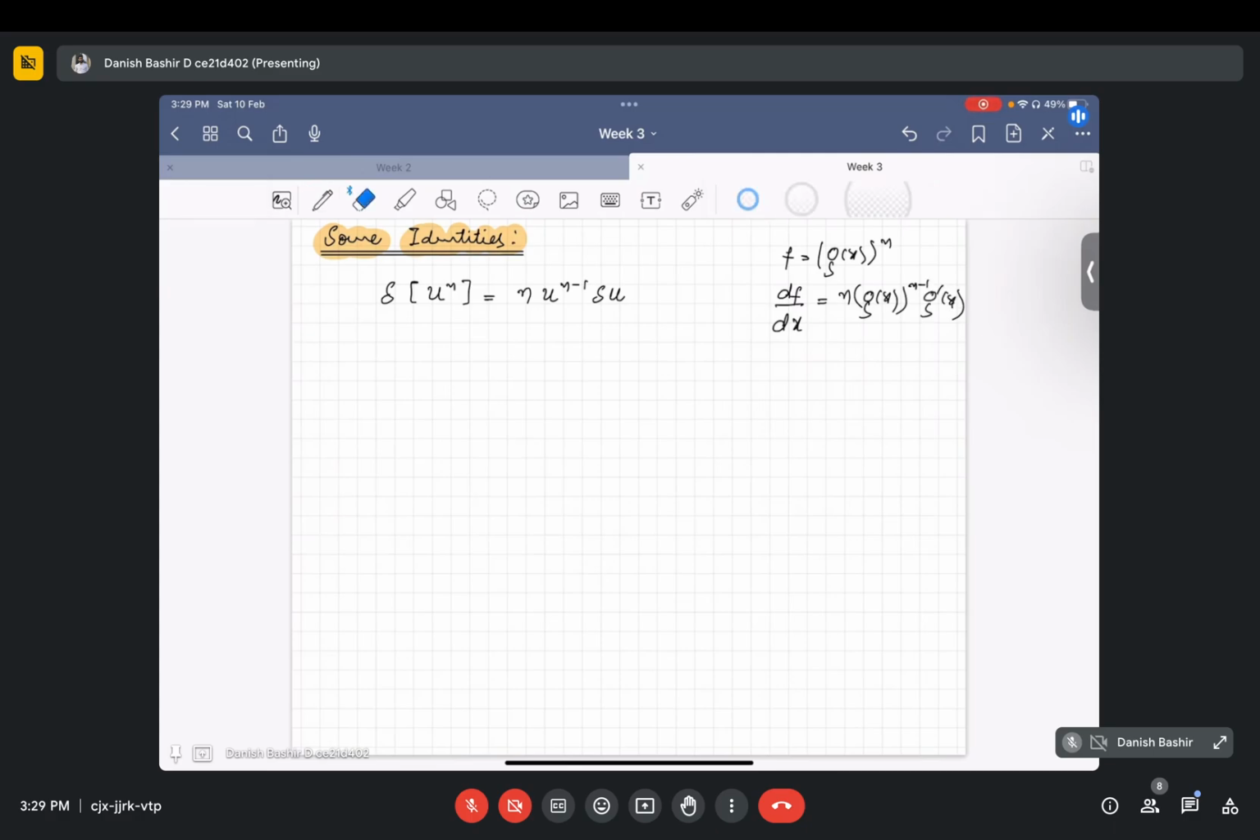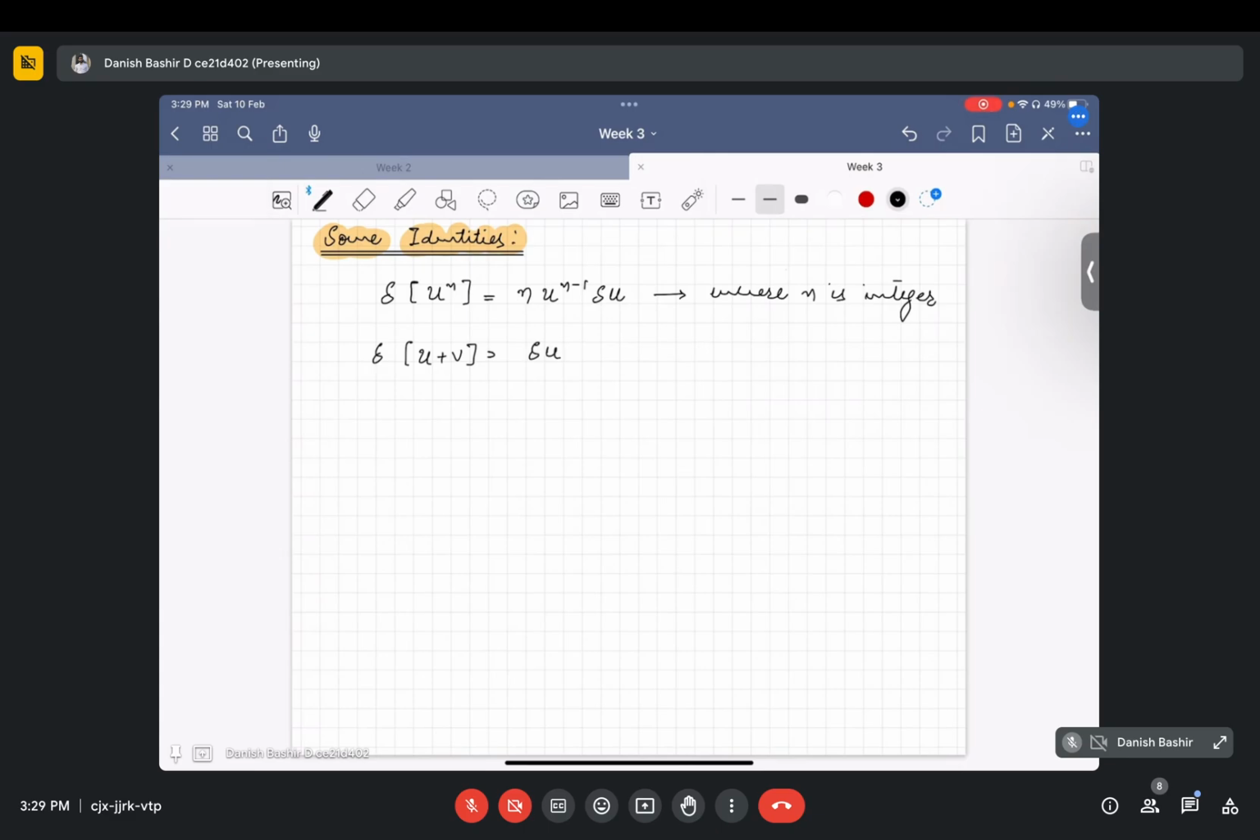But here we are using some different concept, like variation. There in differential calculus, it's differentiation. Here in variational calculus, it's like this. And here I want to mention that n is an integer. And the variation of the summation of two functions u plus v is equal to the sum of the variations of the individual functions.